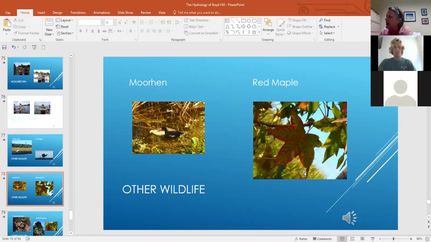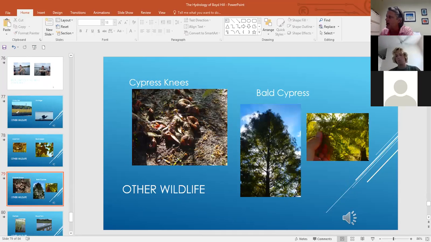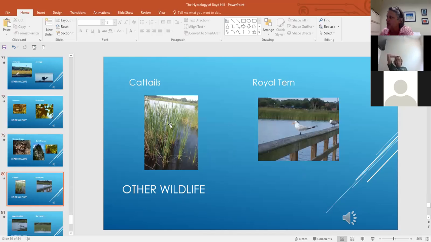The moorhen, and there's red maple, how it got its name, because its underlying pigment is red. Our cypress with the knees to aerate. Emergent vegetation, cattails, and because it's brackish, you also get the laughing gull and the royal tern, so you get a variety of fresh and saltwater species.